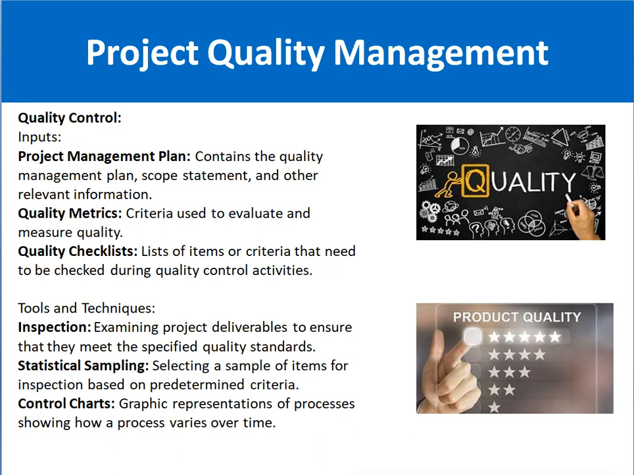Inspection means that you are examining, for example, you have an output, you have some product. So actually you are examining whether it is meeting the quality standards or not. You can do statistical sampling as well. That means selecting a sample of items for inspection based on predetermined criteria. Then control charts mean graphic representations of processes showing how a process varies over time as well.